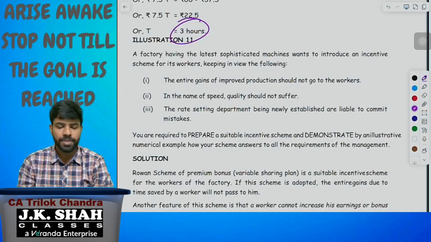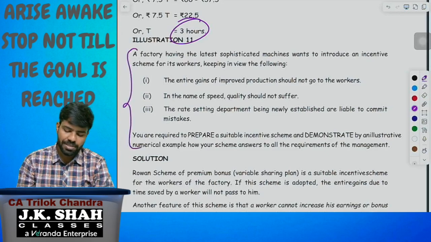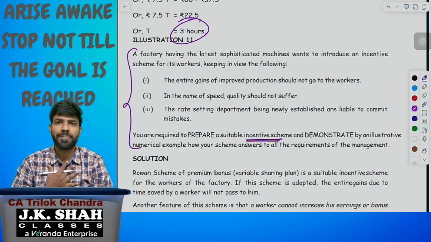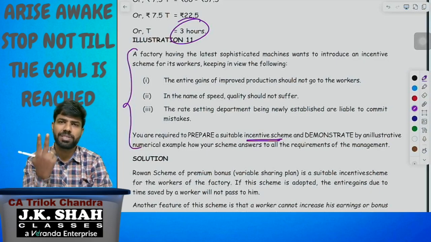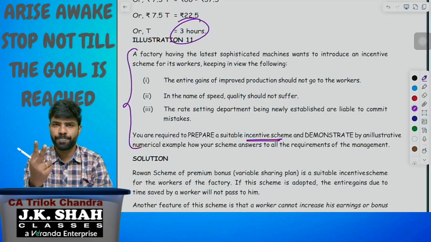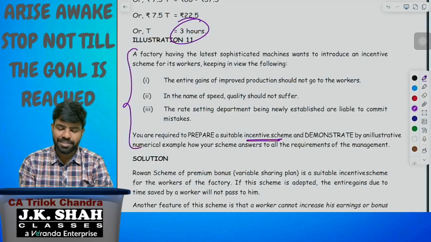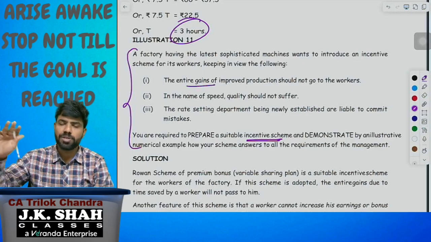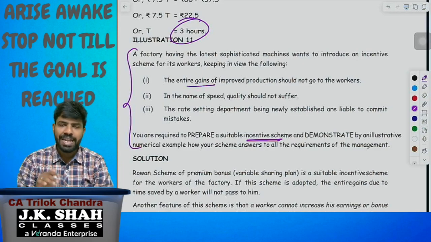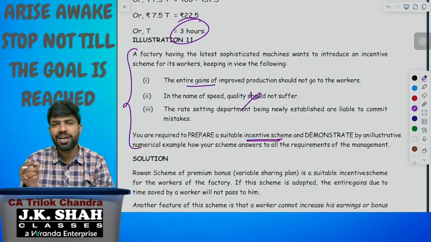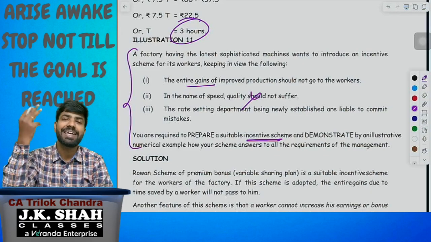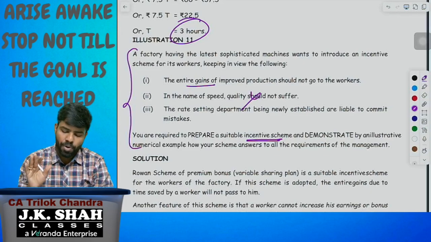First of all, they are asking for a suitable incentive scheme. In our syllabus, we have only two incentive schemes, the Rowan scheme and the Halsey scheme. They gave three conditions. The entire gain should not pass on to the worker. In the name of speed, quality should not get affected. If the rate setting department, by any chance, mistakenly fixes a higher rate, there should not be more.